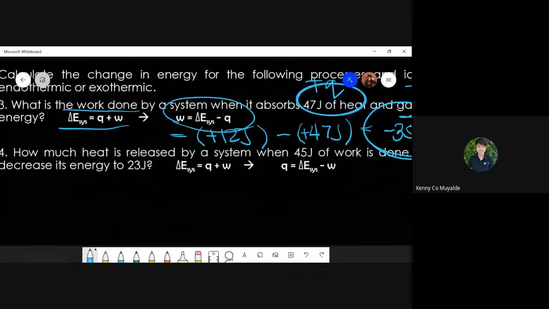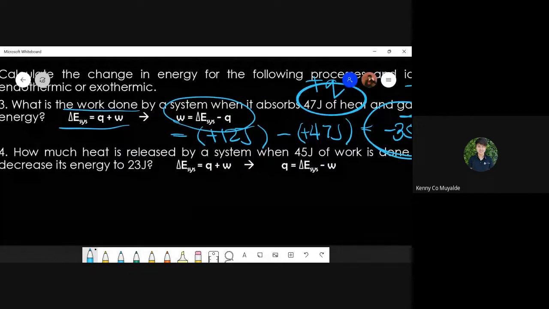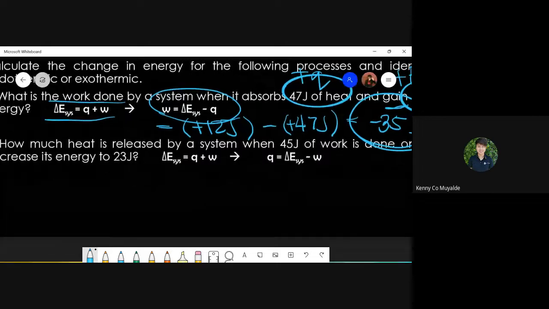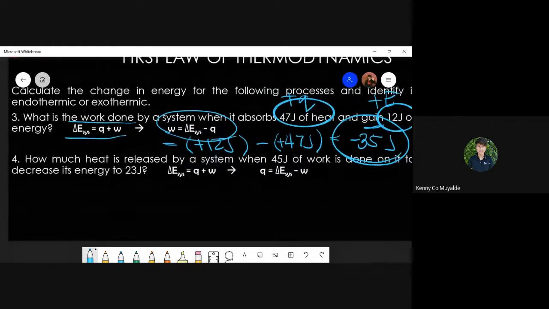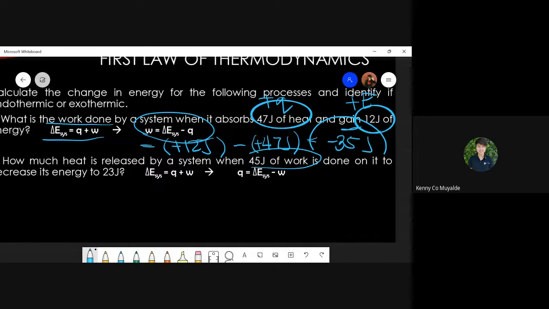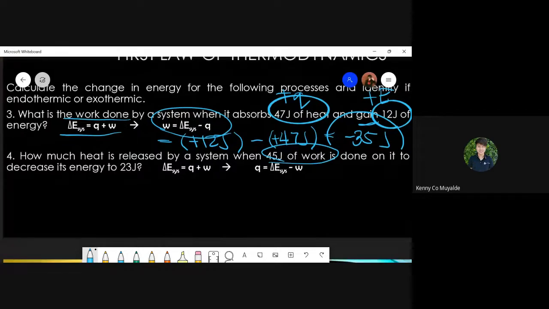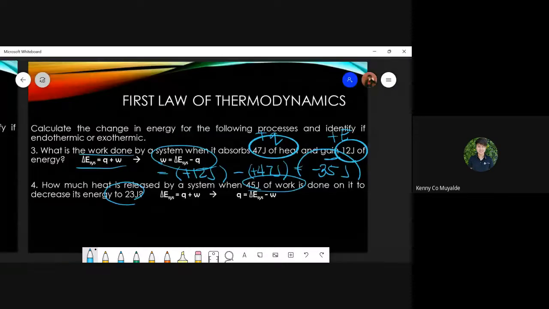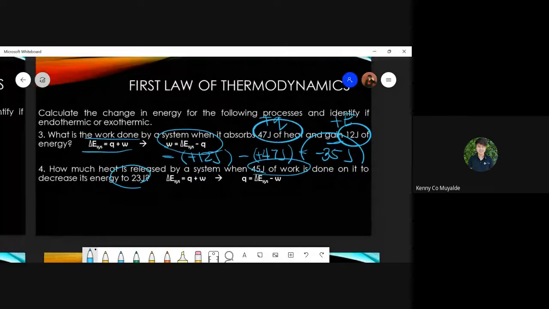Next, number 4. How much heat is released by a system when 45 joules of work is done on it to increase its energy to 35 joules? Okay, dito naman, ang given natin ay 45 joules of work. And then, 23 joules naman yung energy. So, our formula is the same. The total energy of the system is equal to Q plus W.